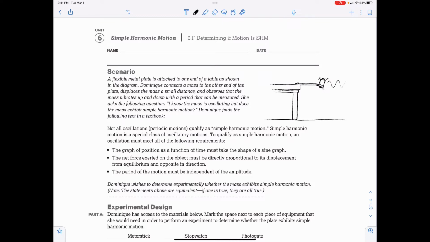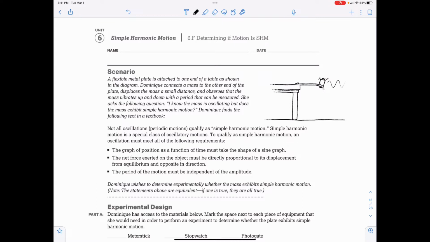Let's begin. In this scenario, a flexible metal plate is attached to one end of the table as shown in the diagram. Dominique connects a mass to the other end of the plate, displaces the mass a small distance, and observes that the mass vibrates up and down with a period that can be measured. She asks the following question, quote, I know the mass is oscillating, but does the mass exhibit simple harmonic motion?